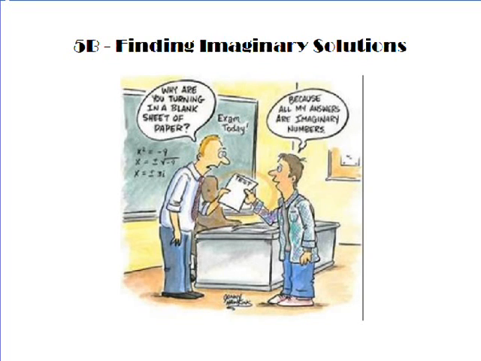For 5b, we're going to look at finding imaginary solutions. So we're going to use the quadratic formula to find solutions when we end up with the square root of a negative number.